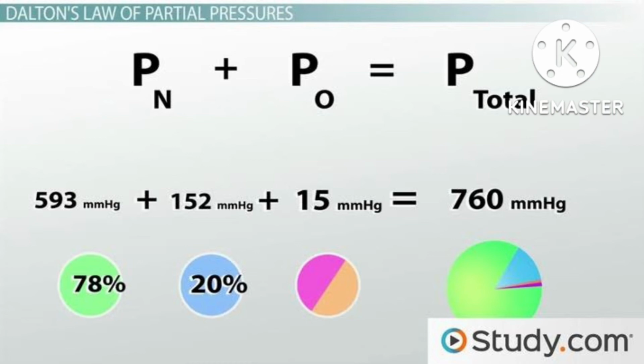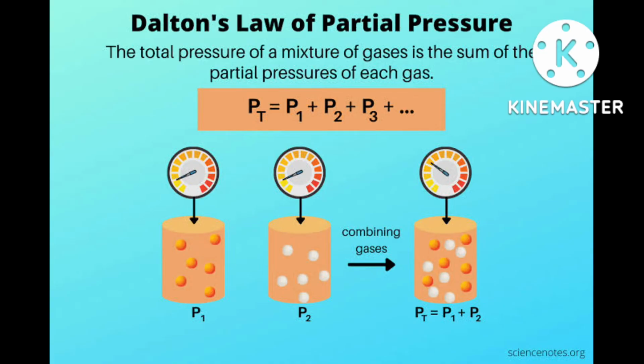Then for the first gas, P1 is equal to n1RT upon V. For the second gas, P2 is equal to n2RT upon V. And for the third gas, P3 is equal to n3RT upon V. That means you can write three equations for the three gases. If a fourth gas is there, you can write the fourth in the same way. After that, the second step: what will be the total pressure? P1 plus P2 plus P3 is equal to the total pressure. This is the second step.